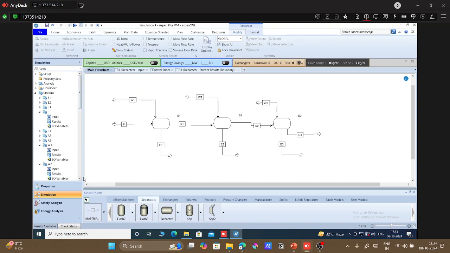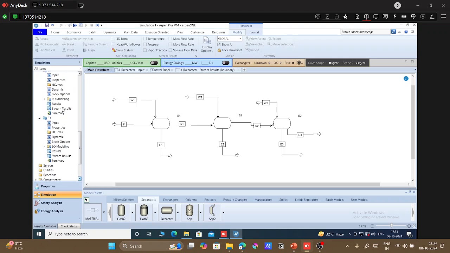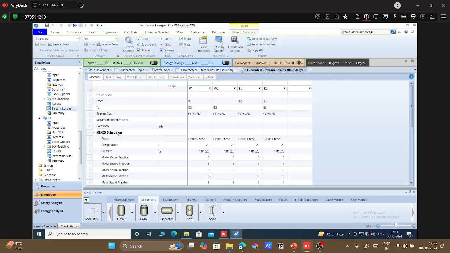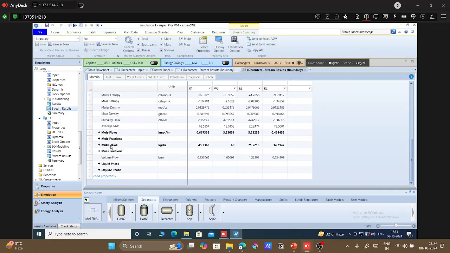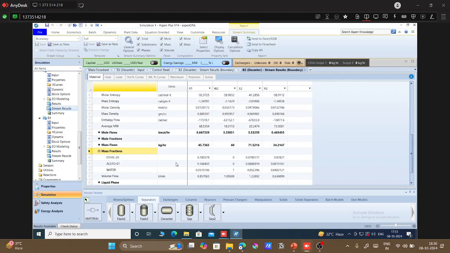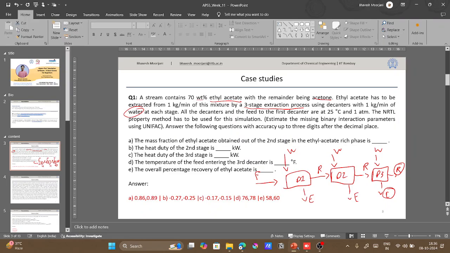Let's check our result whether they are matching or not. For the B2 part, if you will see the stream results, we have been asked to find the mass fraction of ethyl acetate in the ethyl acetate rich phase. So that is our raffinate. So mass fraction is 0.87. Is that the case? Yeah, so our answer is in the range.